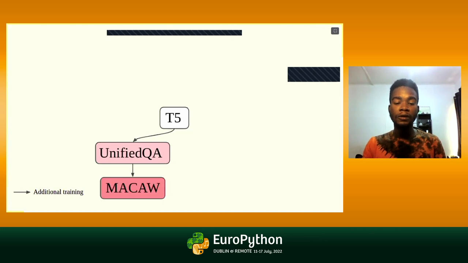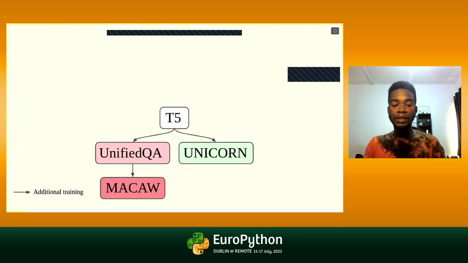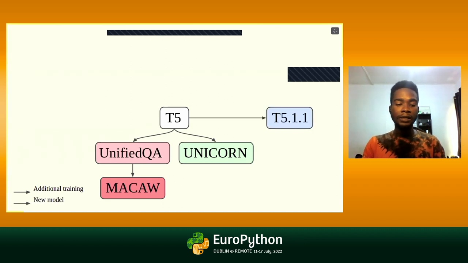And then we have another model, which is Macaw, which is taking UnifiedQA and improving on it further, generating better results using additional data sets. And then we have Unicorn, which is T5 trained further on common sense data sets. Those are just additional trainings. We have the model already, and then we're training them on additional data sets so that they can generalize better.